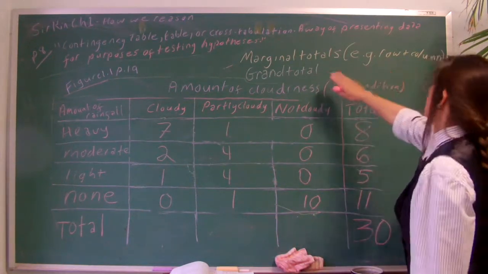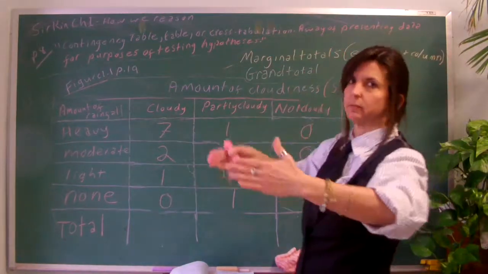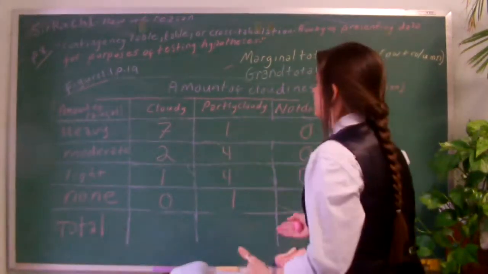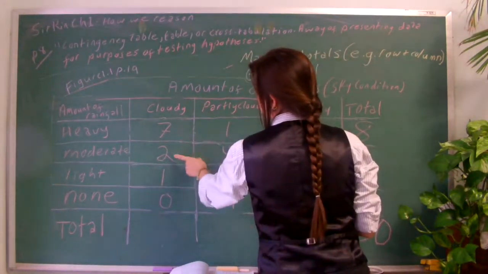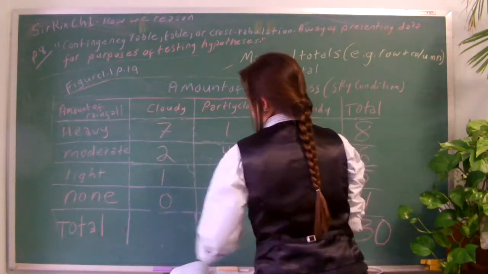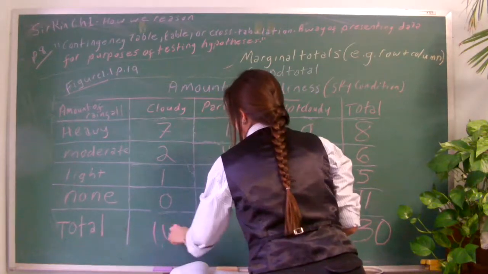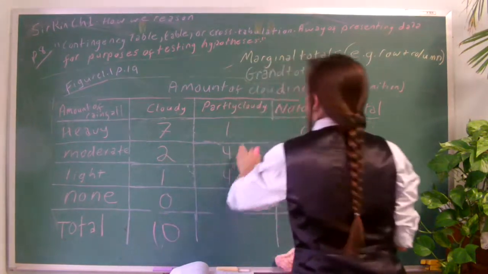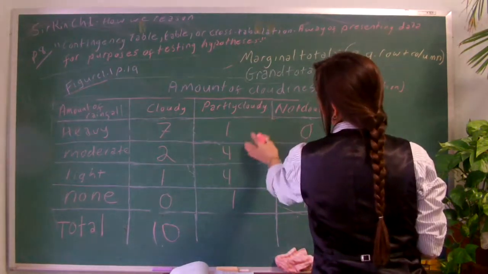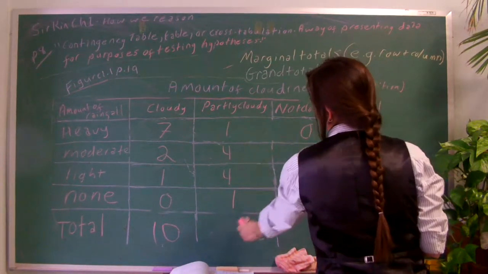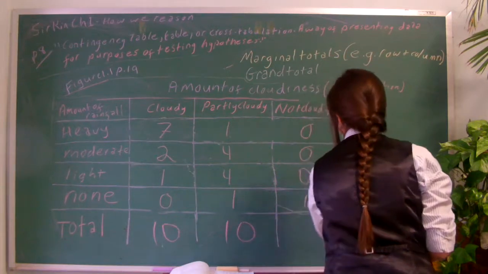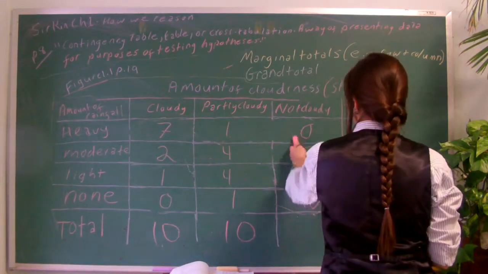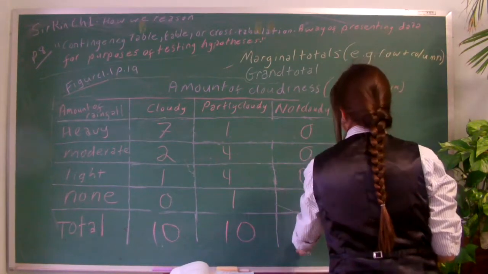Now look at column marginal totals. Columns, think of pillars on a building. They're running north to south. So for cloudy, it's 7 plus 2 plus 1 plus 0 equals 10. And then for partly cloudy, 1 plus 4 plus 4 plus 1 is 10. And now for not cloudy, 0 plus 0 plus 0 plus 10 equals 10.